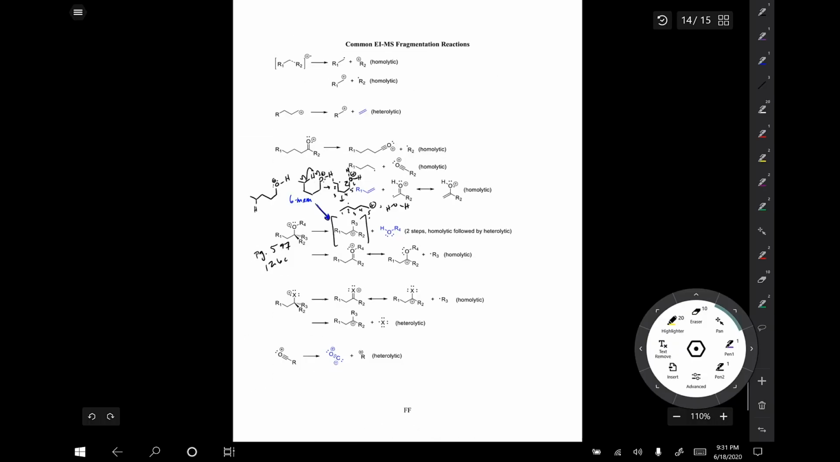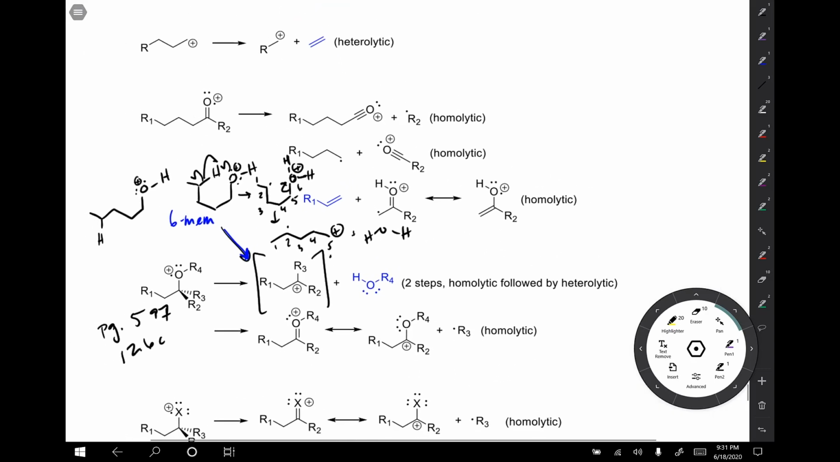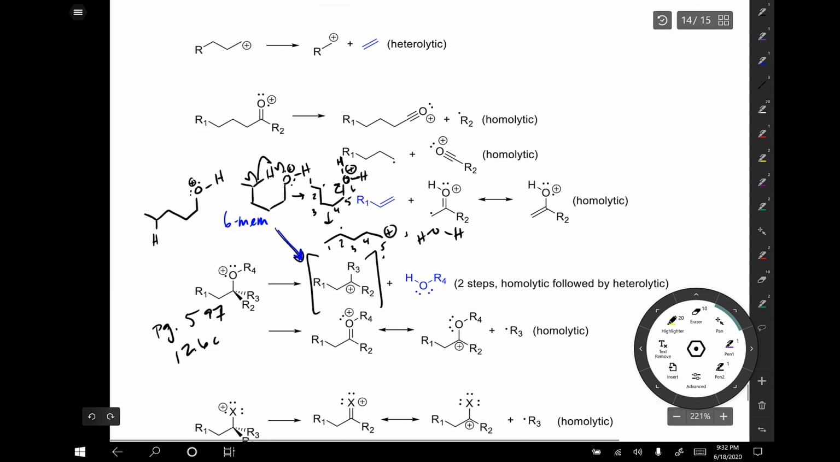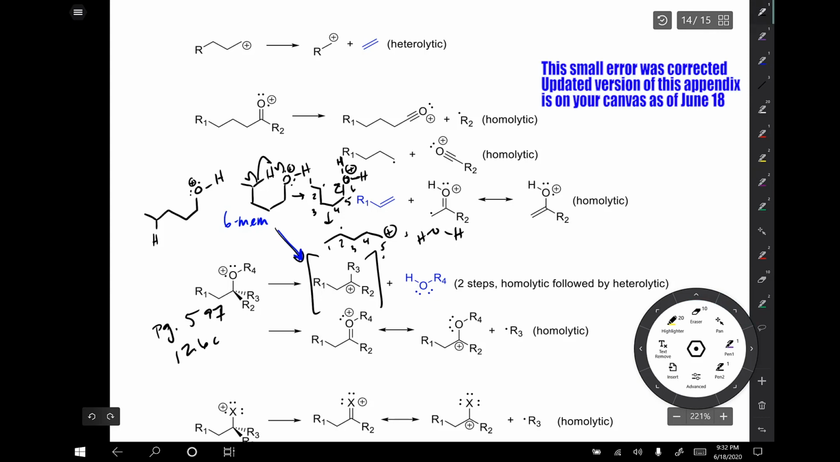Oh, I already have it drawn. Whoops. I already have it drawn out for you. This is on page 11 or something, for the Mass Spec. I've already updated the appendix that you have now online, so you can see it correct there.